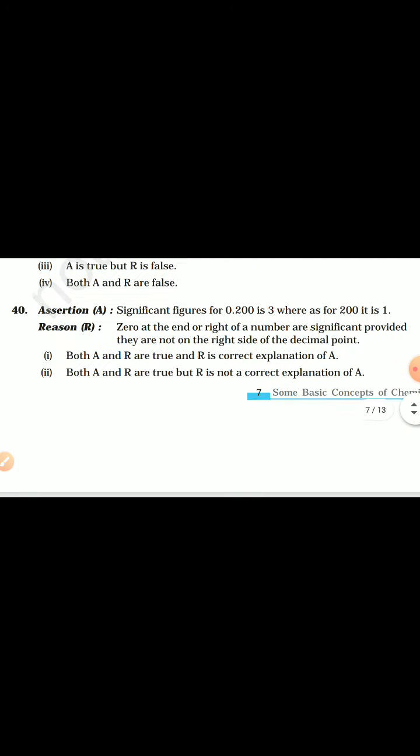Now, after this, question number 40. The significant figures of 0.200 is 3, whereas 200 is 1. Okay. उसका reason है, zeros at the end or right of the number are significant provided they are not at the right side of the decimal point.